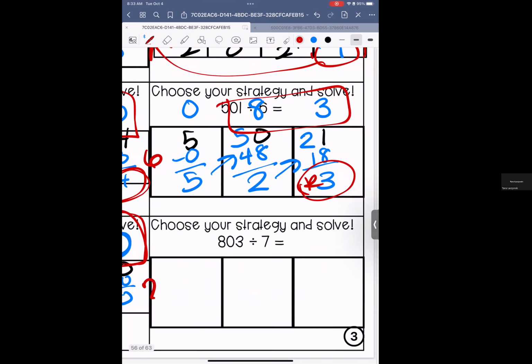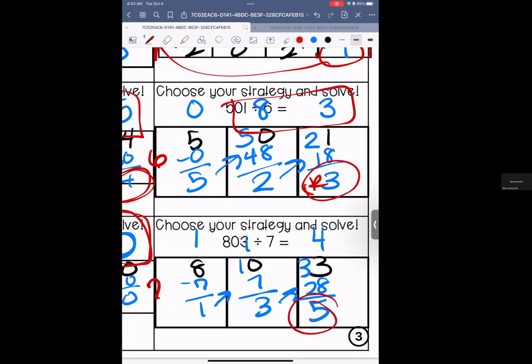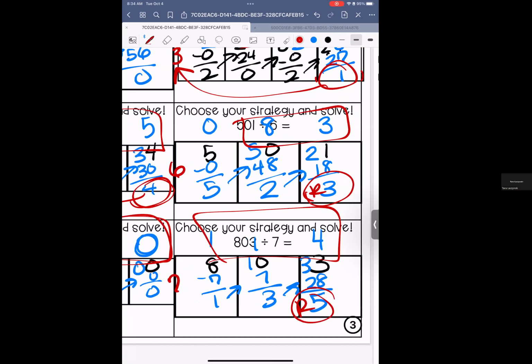Last one on this page, we're doing 803 by 7. 7 goes into 8 one time because 1 times 7 is 7. Subtract for 1, move it next door. 7 goes into 10 one time because 1 times 7 is 7. 10 take away 7 is 3. Bring it next door. The closest we can get is 4, which is 28. Subtract for 5. 5 is less than 7, so that remainder is A-okay. 114 with a remainder of 5.